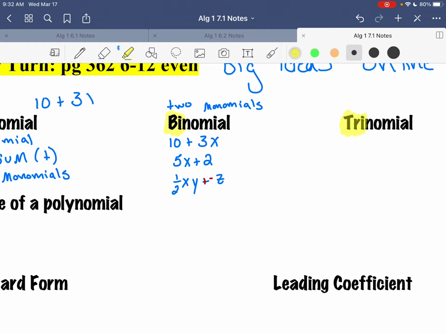If there's three terms, we call it a trinomial because tri means three. Just like a tricycle has three wheels, a tripod has three legs. So tri means three monomials. When I add three of them together, for example, x squared plus 5x plus 2, we have three separate monomials, an x squared, a 5x, and a 2, and we're adding them all together.